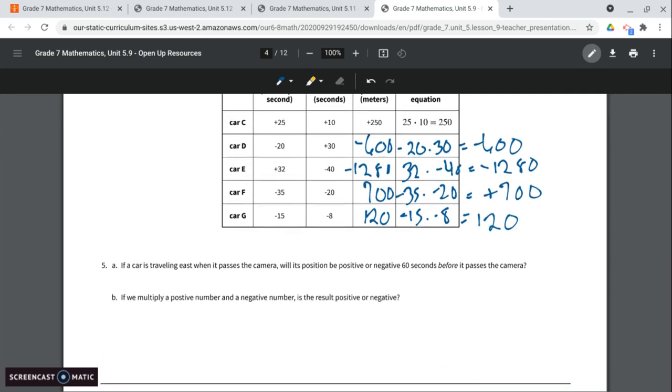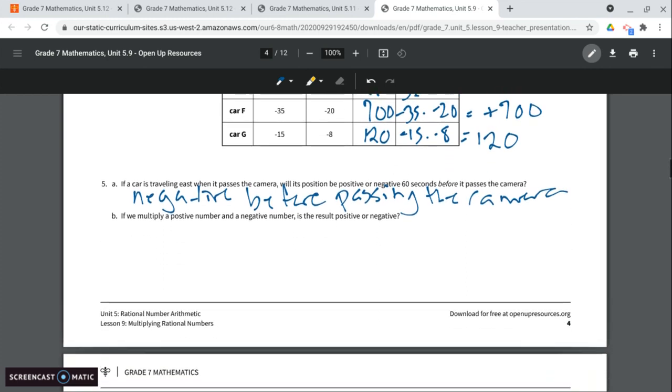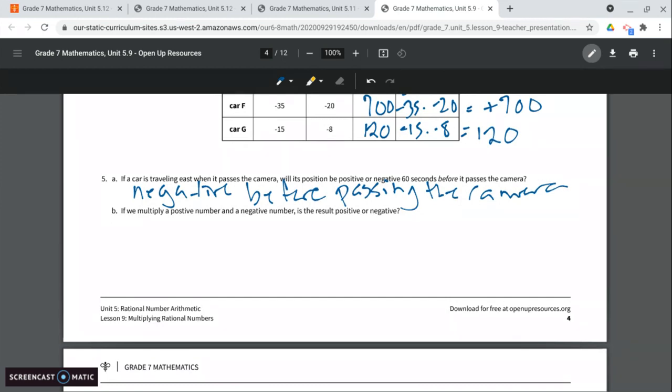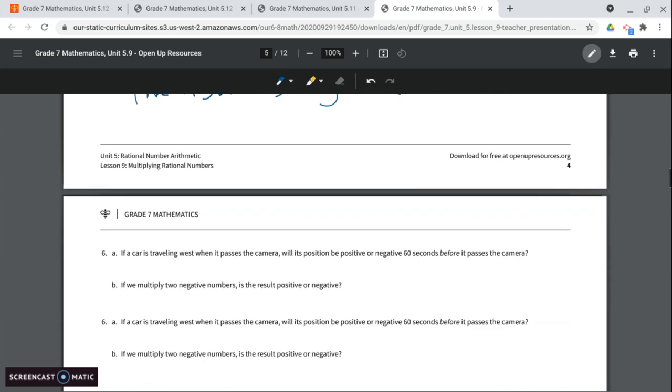So if the car is traveling east when it passes the camera, will its position be positive or negative 60 seconds before it passes the camera? So if it's traveling east, it'll be negative before passing the camera. Now, if we multiply a positive number and a negative number, is the result positive or negative? So when we multiply negative and positive, the result is negative. It's always going to be negative when we multiply a negative and a positive together.